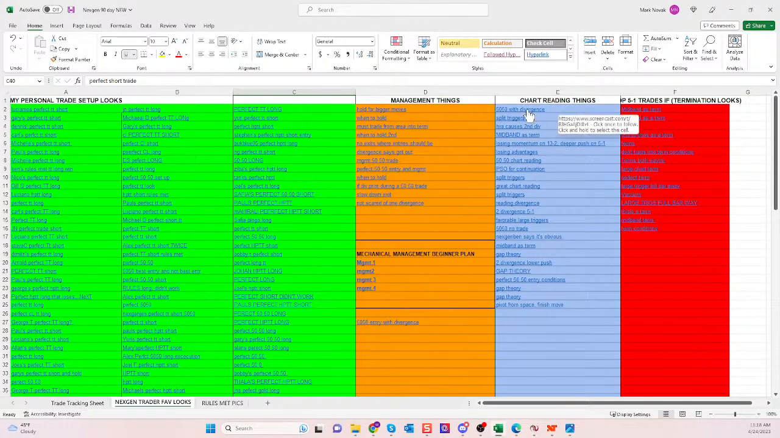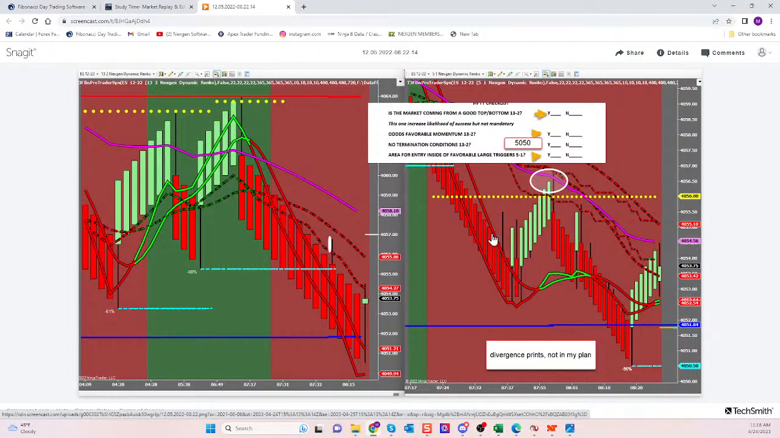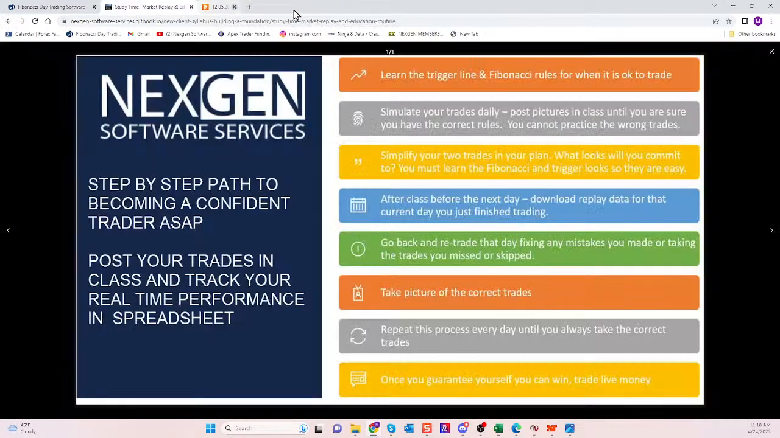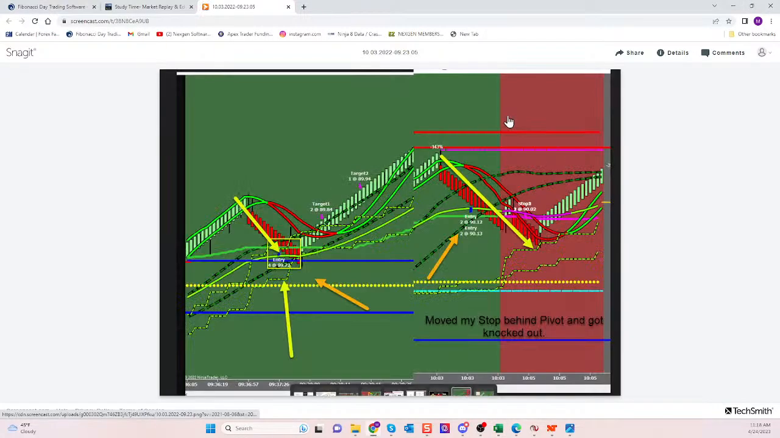Chart reading things. 50-50 with divergence. I wonder what that means. Well, it means that if I'm 50-50 and divergence prints, it's probably not my plan. But if it's 50-50 at a divergence low and no divergence prints, I'm going to get paid. Because that's the study that I did, because those are the pictures that I've taken, I'm putting it into my chart reading things.